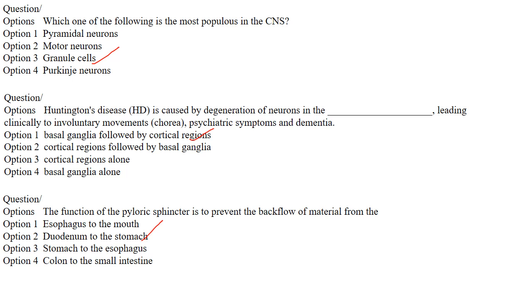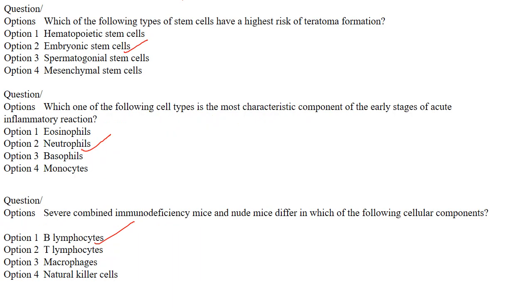The next one. The function of pyloric sphincter is to prevent the backflow of material from duodenum to the stomach. Answer is option 2. Which of the following types of stem cell have the highest risk of teratoma formation? So it is embryonic stem cells.